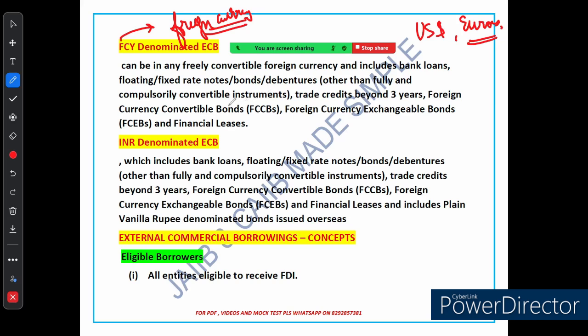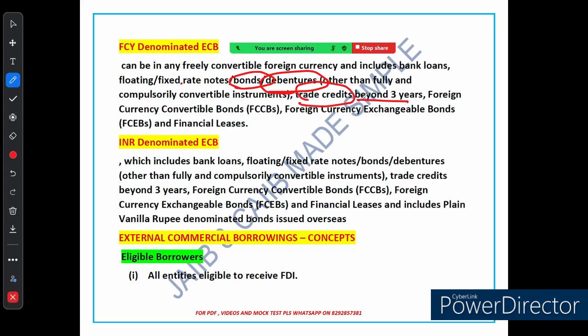Now these loans are not just limited to borrowing money from a bank. No, it includes that, but besides that, they also include things like bonds, debentures, and trade credit. We have already covered what trade credit is in the previous lecture, right? Trade credit beyond 3 years, right? If the repayment is for more than 3 years, then only trade credit is included. FCCB, foreign currency convertible bond.